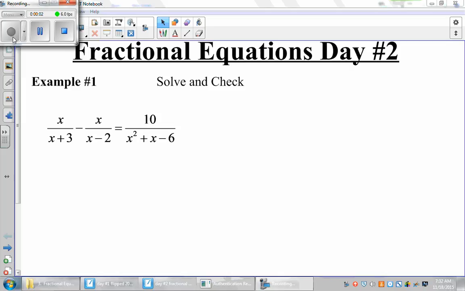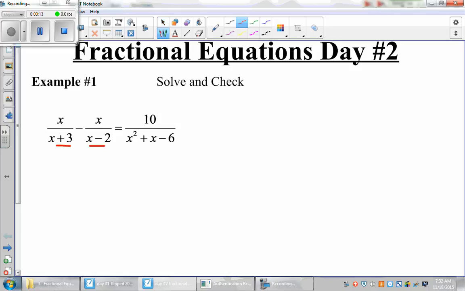All right, the second equation, a fractional equation. Now here you're going to notice fractions, right? There's three fractions here. It's a fractional equation. We're going to need to find our common denominator. This one just got a little uglier.